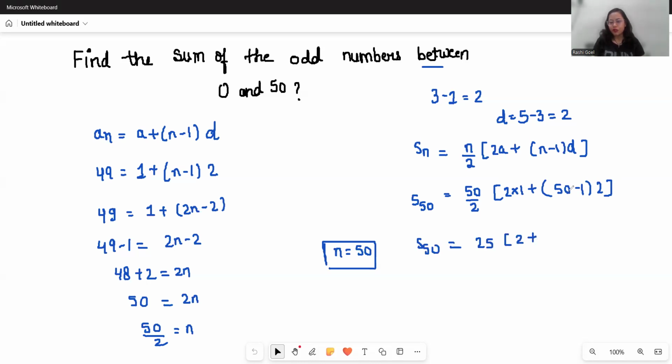2 plus 50 minus 1 is 49. And 49 times 2 is 98. So S50 is equal to 25 times 100. So the sum of these 50 terms is 2500.